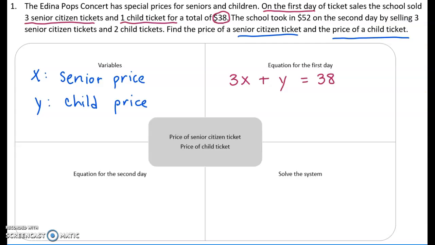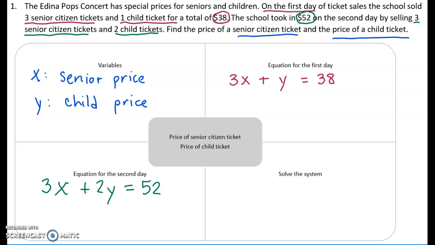Now I'm going to look at the second day. The school took in $52 on the second day by selling 3 senior citizen tickets and 2 child tickets. So we have 3x plus 2y equals 52. Now I'm going to solve that system, and that's what this box is for.